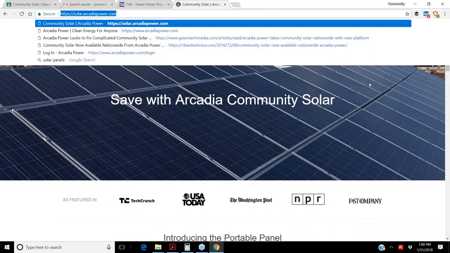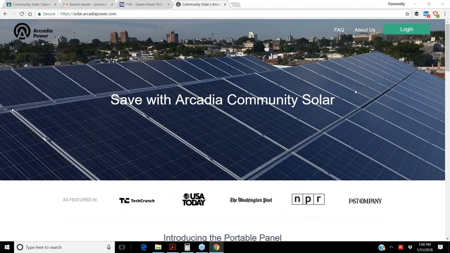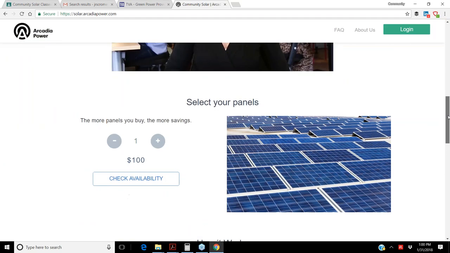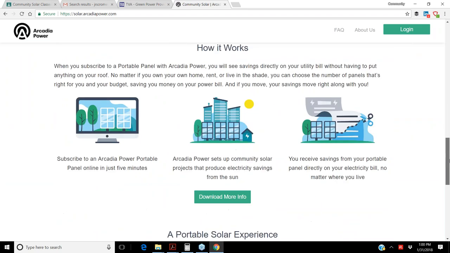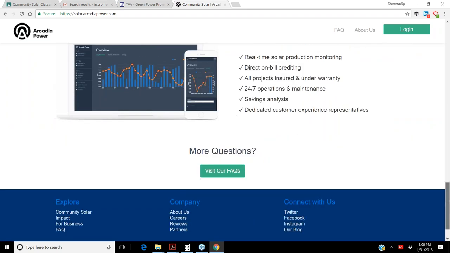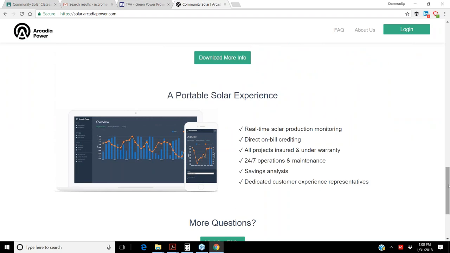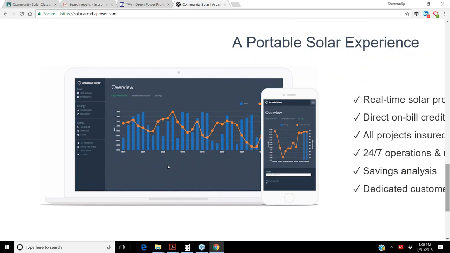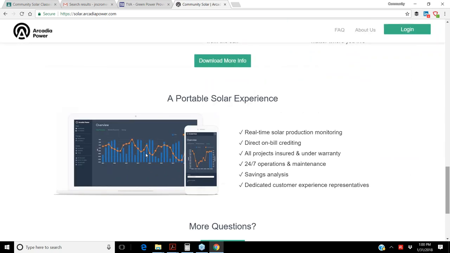So here's a company called Arcadia Power that does exactly that. They take existing solar arrays and they turn them into community solar projects. And so they give a feeling of the same kind of display as a solar array owner would get. So they provide the feeling of solar array ownership.